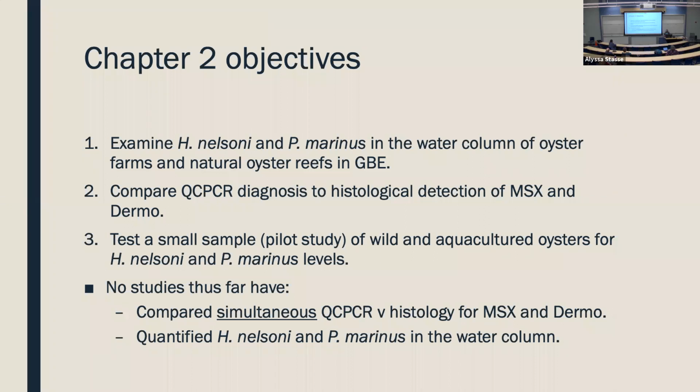Then I wanted to use histological samples that I had from the Rutgers Haskin Shellfish Lab from Emily McGurk and Dave Bushek. They had their oysters classified by histology, and I wanted to see if I could use QC-PCR, which is quantitative competitive PCR, to match those histology classifications. Finally, I wanted to compare the two groups of oysters, so wild and farmed, and see if there was differences in the amount of infectious agent between the two.